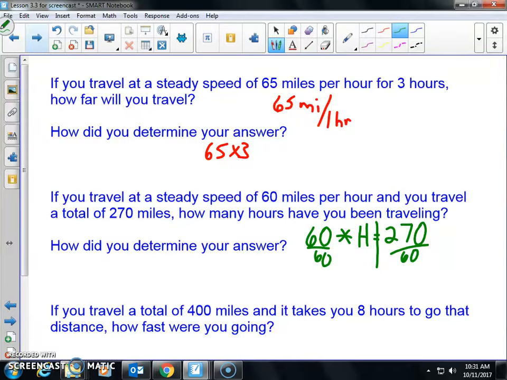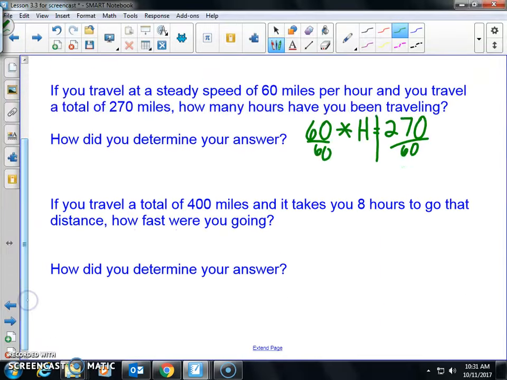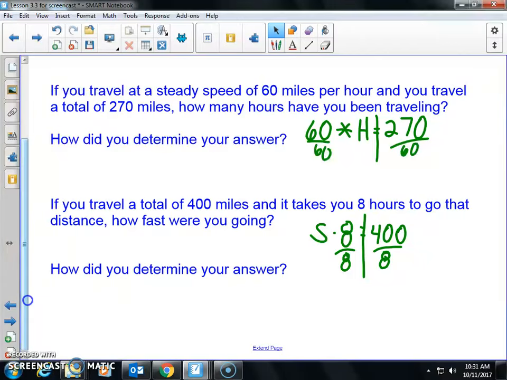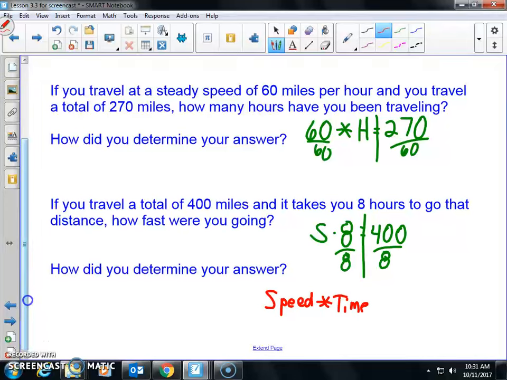And if I travel a total of 400 miles, and it takes me 8 hours, I don't know my speed. But I do know that I traveled for 8 hours, and I traveled a distance of 400 miles. I would divide both sides by 8. So in all three of these, we technically use the same formula. We took our speed, or our rate, times our time, and that gave us our total distance. That's a very common formula that is used.